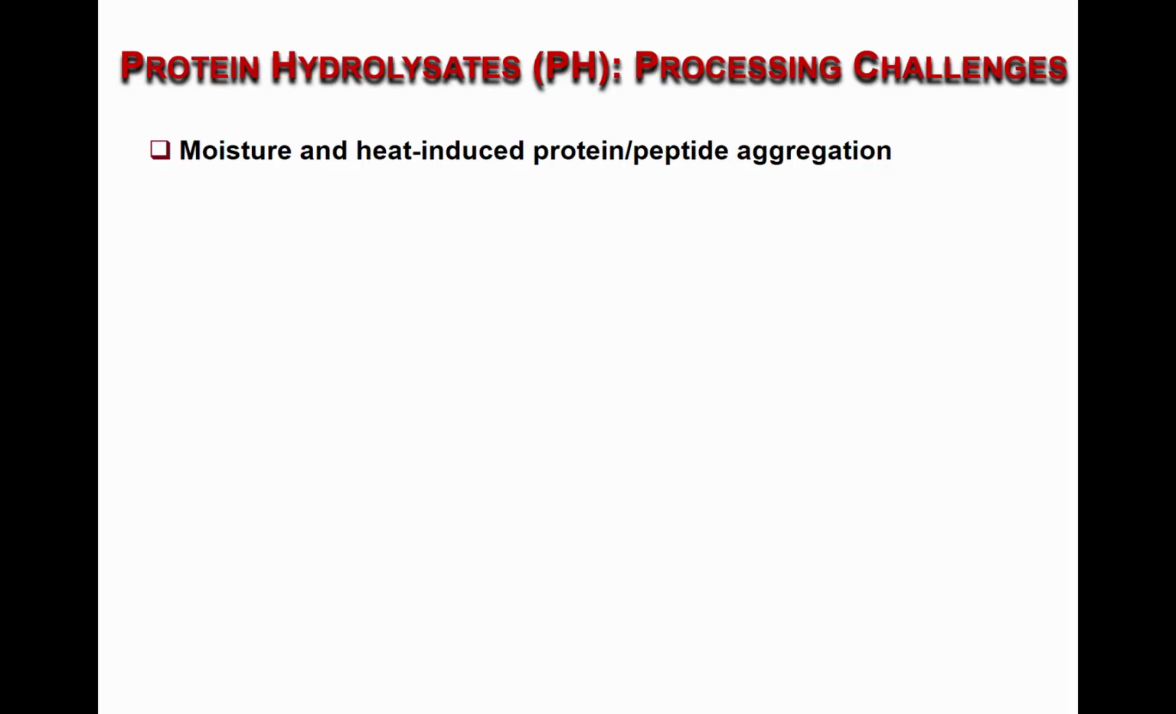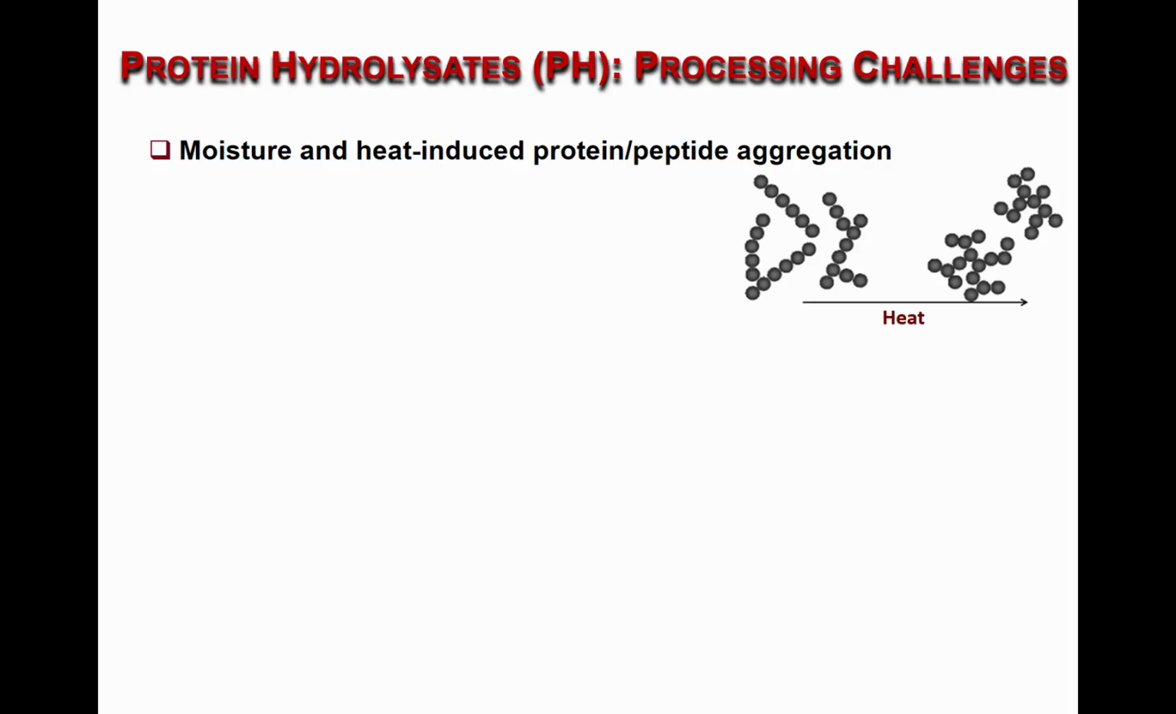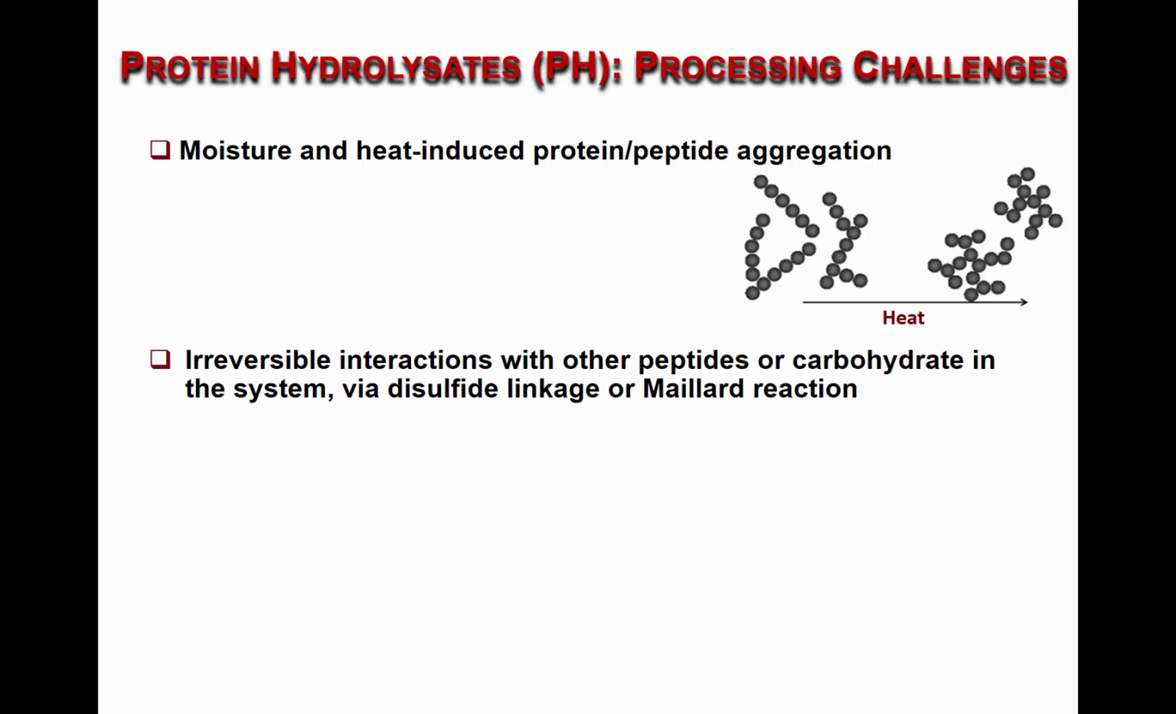So in protein hydrolysate, we do have processing challenge, and that is mostly attributed to the aggregation that is induced by heat and moisture. So heat, you're going to get aggregates. You'll end up having irreversible interactions. You could have disulfide linkages, or you can have protein carbohydrate interactions, and then that would be a Maillard, advanced stage of a Maillard reaction that would result in protein polymerization.